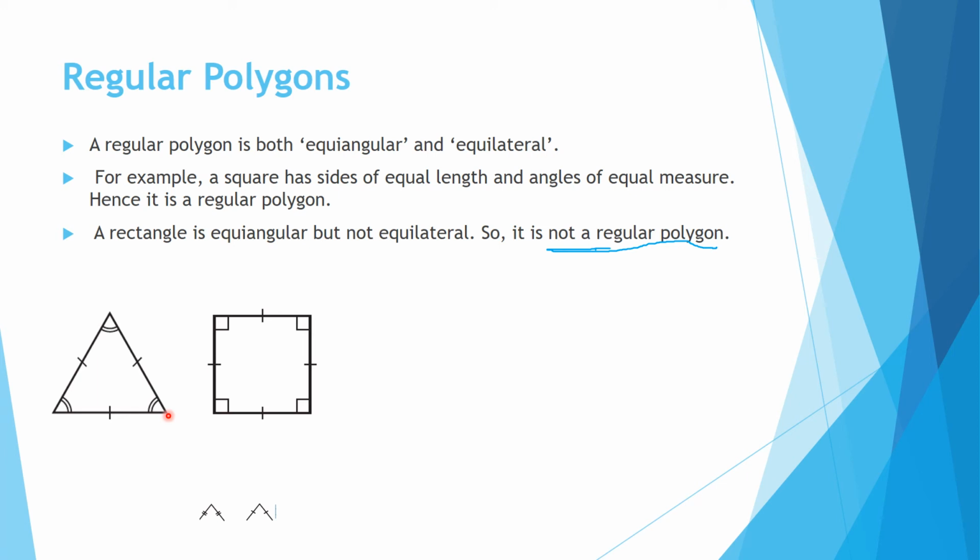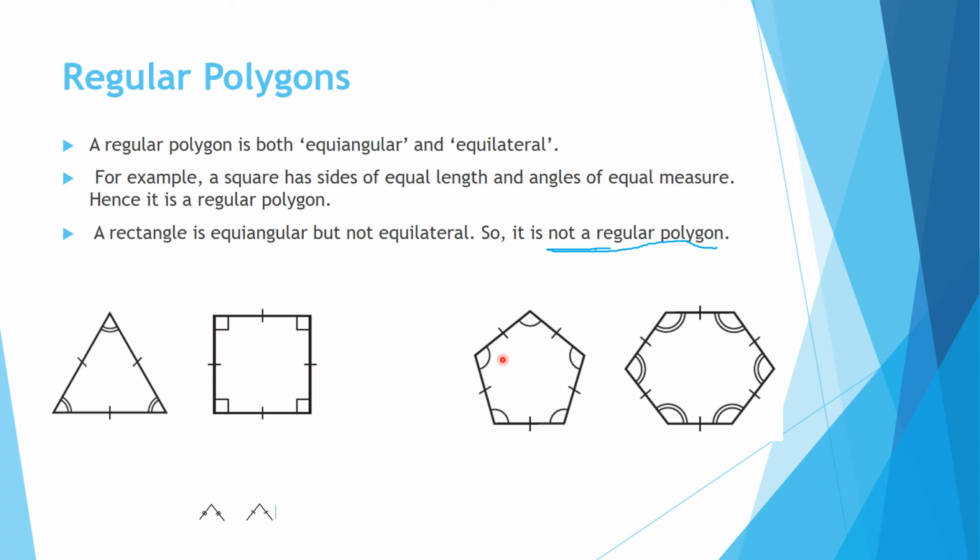3 और 4 साइडेड फिगर में जो रेगुलर पॉलीगन है आपको उनके नाम पता है. Like this is a square जिसमें all angles are equal and all sides are equal. So this is a regular quadrilateral. That's a square. Then this is a 1, 2, 3, 4, 5 sides.